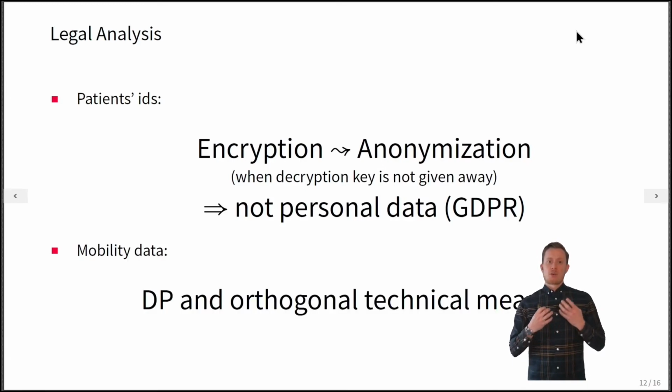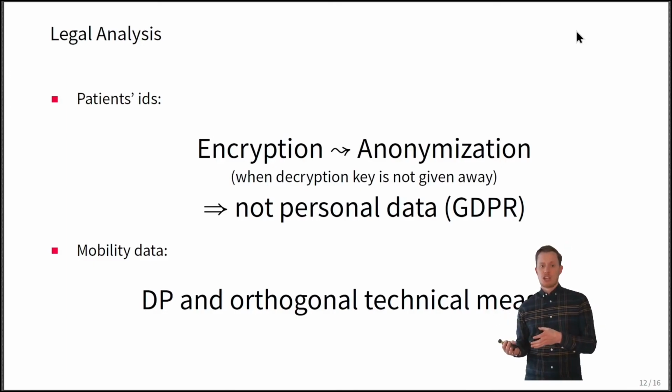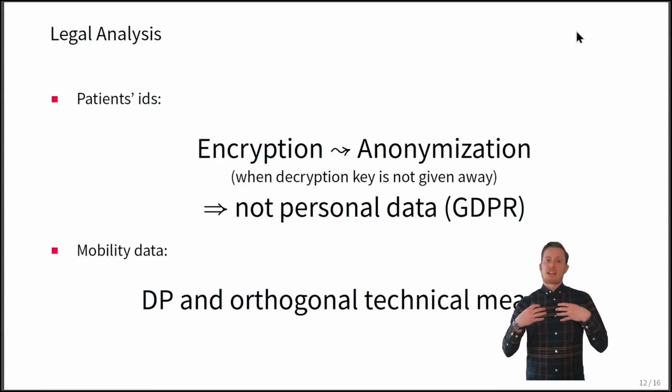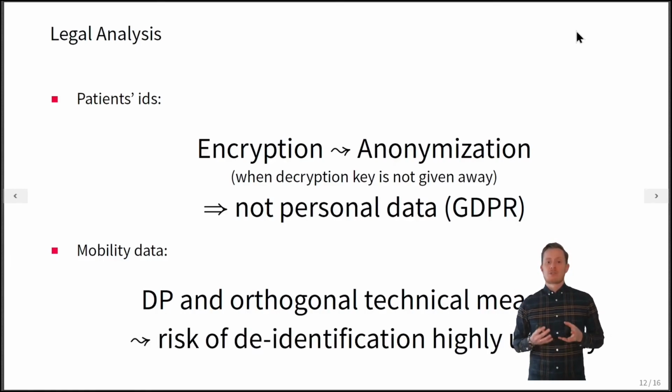Second, we're talking about the mobility data, and we protect it by adding the noise, so the differential privacy framework, and because it is considered to be good practice in the GDPR, we also add orthogonal technical measures. For example, only limiting the number of queries or restricting the area. And therefore the risk of de-identification is highly unlikely. And that's what most opinions of the GDPR see as enough.